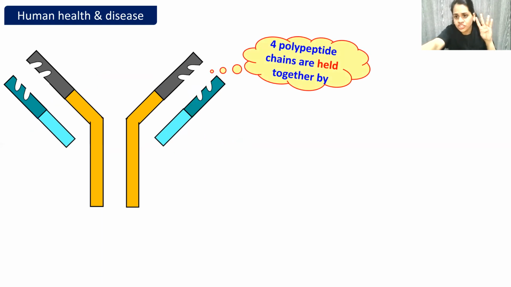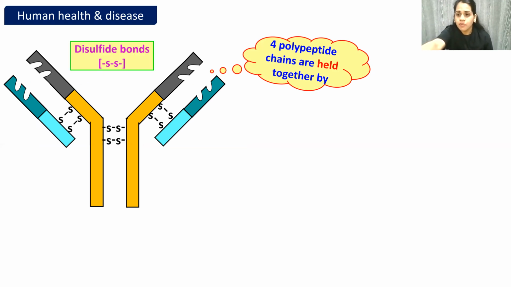Now there are 4 chains. So there should be a structure which could hold these 4 chains together very tightly. Yes. So the 4 polypeptide chains are held together by disulfide bonds. Can you see a disulfide bond between them? So these are the disulfide bonds which help to hold these 4 polypeptide chains together at one place. And finally, these form together a Y-shaped structure.